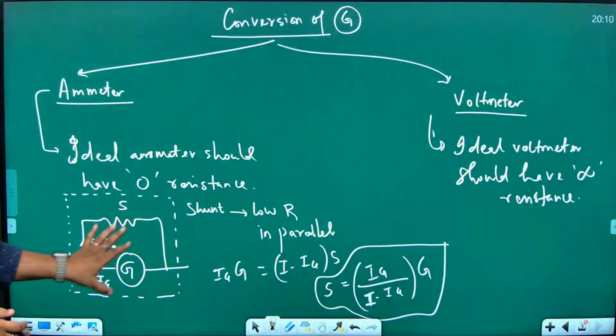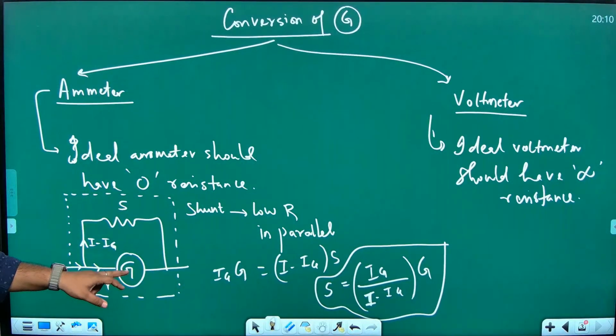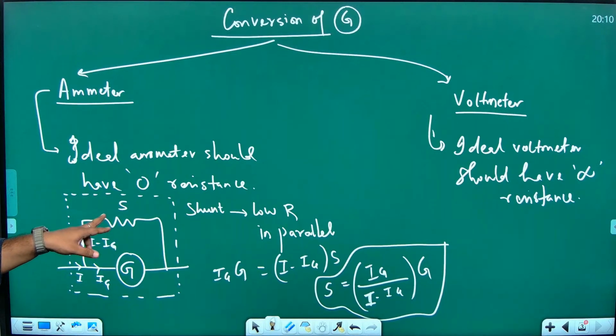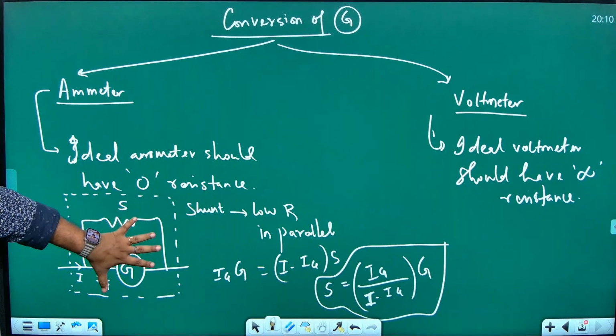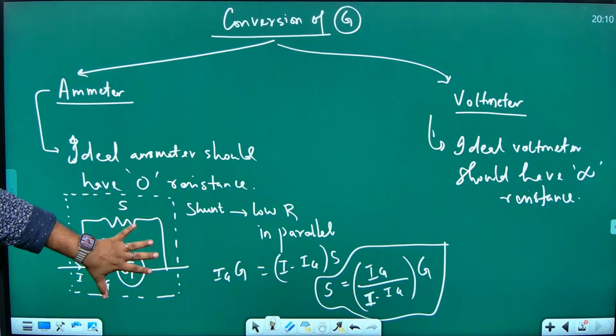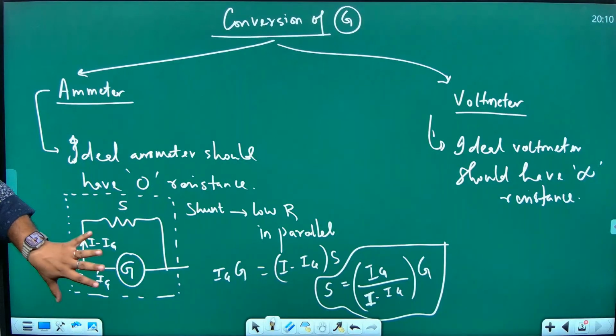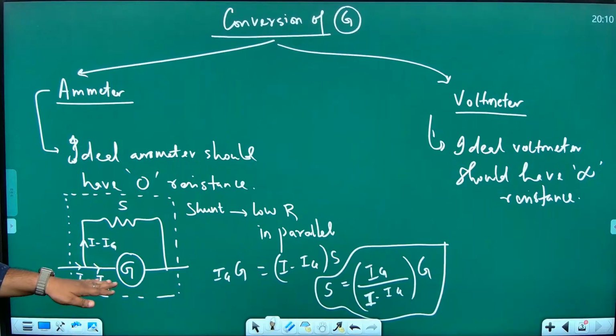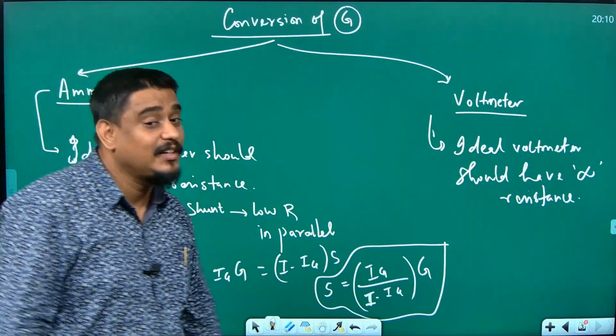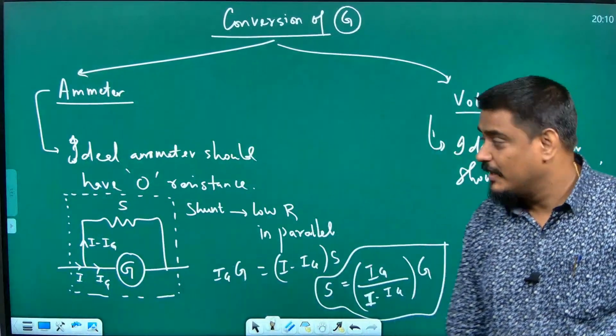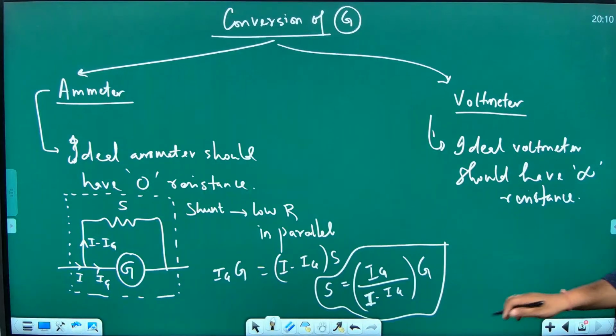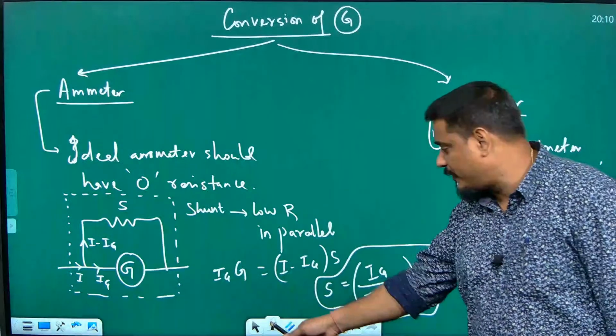Now overall, suppose G had 1 lakh ohm, I added a 0.1 ohm resistance in parallel. Overall device is having a lesser resistance now. How much? 1 by S plus 1 by G. So this device became less in resistance, so it can be used to measure the current. Got my point? Same way, if you have a galvanometer, I'm writing it here with a different color pen.